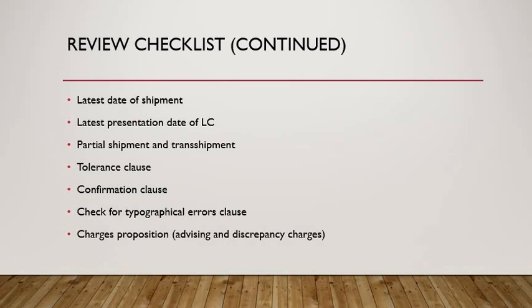My friends, LC may contain a tolerance clause which allows a certain percentage of deviation in terms of quantity and amount from the contractual figures. We should make sure that this tolerance permitting clause is present in the LC because it is exceedingly difficult to ship the goods exactly as per the quantity mentioned in the LC. So the existence of a tolerance clause will make our life easy. A certain variation of quantity and amount shall not make a document discrepant.